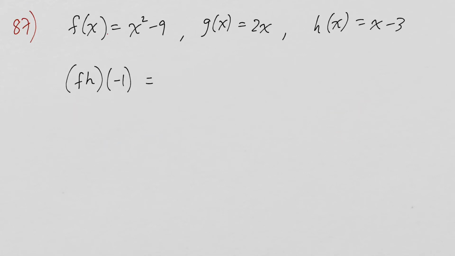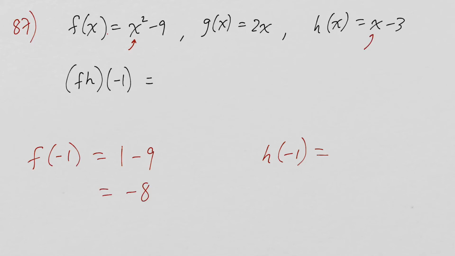Okay, instead of multiplying the functions together and getting a result and evaluating that result at negative 1, I can instead find f of negative 1 and h of negative 1 and find the results and multiply my results together. So f of negative 1 is negative 1 squared, which is positive 1, minus 9. So this is negative 8. H of negative 1 is negative 1 minus 3. So this is negative 4. So the product of these is negative 8 times negative 4, which is positive 32.